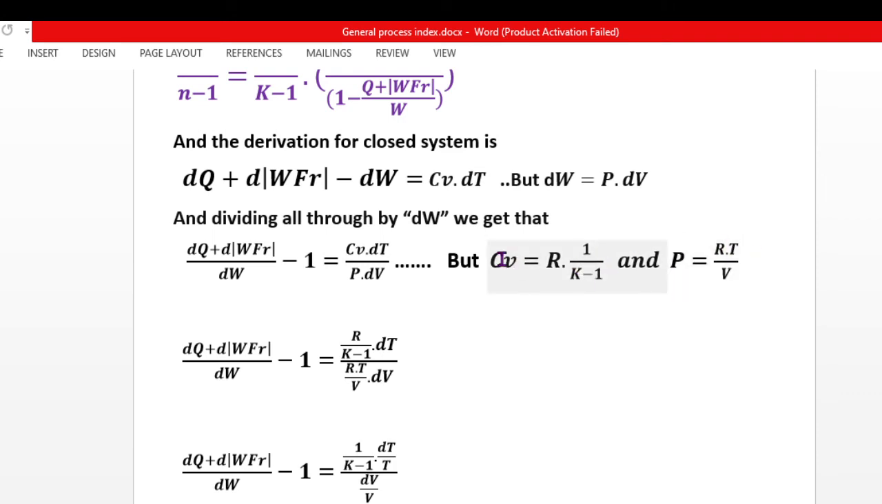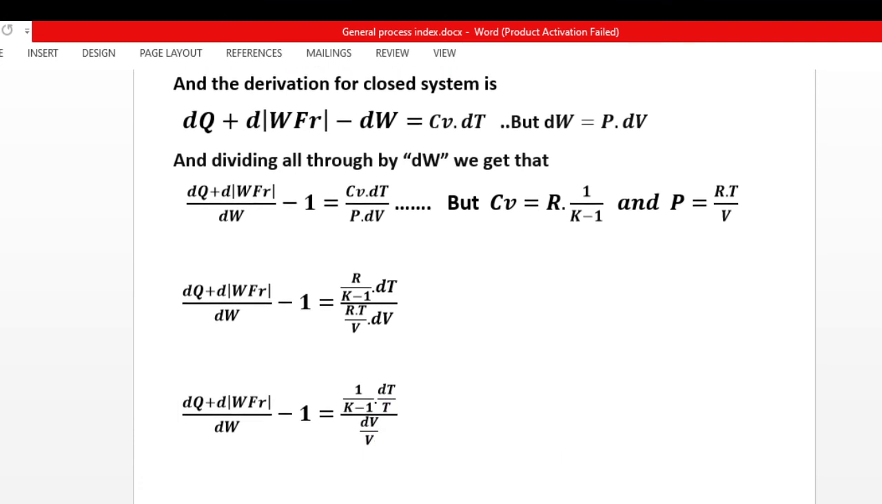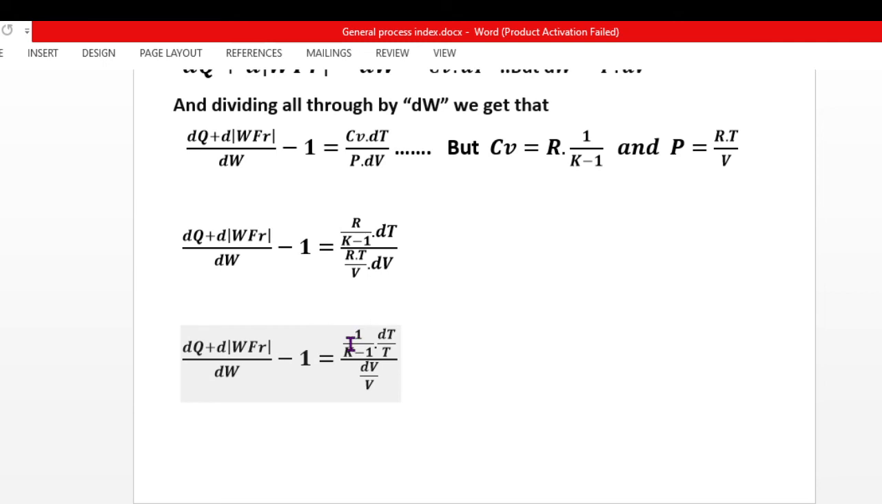Substituting for the values of cv and p in the right-hand side, the left-hand side remains as it is. The right-hand side becomes r over k minus 1 dt over rt over v dv, and cancelling the r with each other and dividing both numerator and denominator by t, we get the right-hand side becomes 1 over k minus 1 dt over t over dv over v.